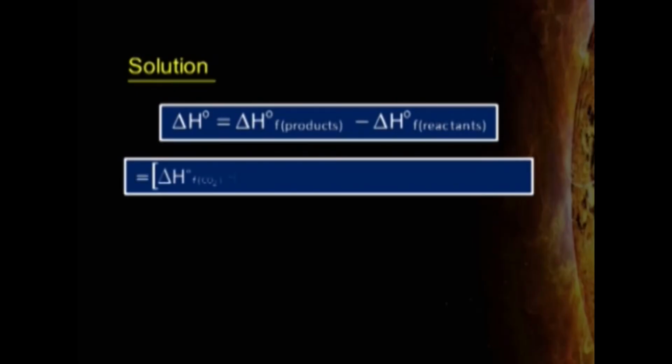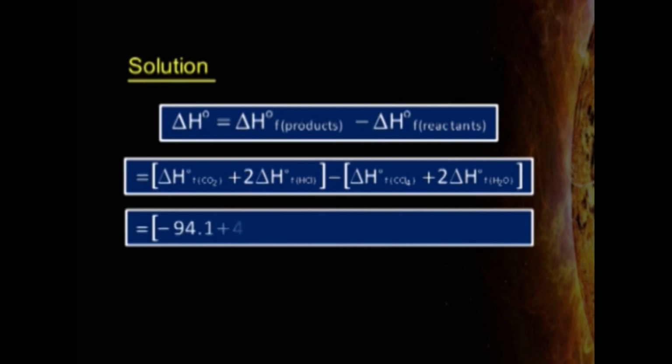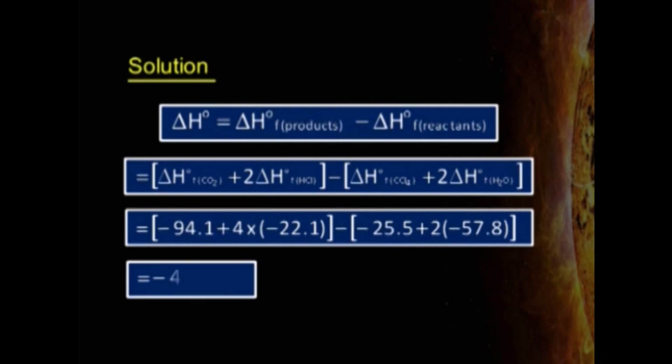Hence, putting all the values, we will get delta H naught equal to delta H naught formation of carbon dioxide plus 4 into delta H naught formation of HCl, minus delta H naught formation of CCl4 plus 2 into delta H naught formation of H2O. You will get minus 94.1 plus 4 into minus 22.1, minus 25.5 plus 2 into minus 57.8. Calculating, you will get delta H naught equal to minus 41.4 kilocalories.